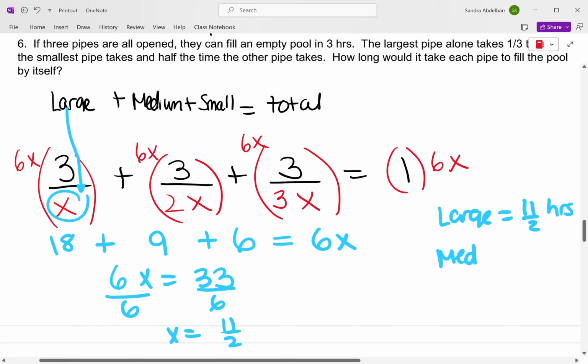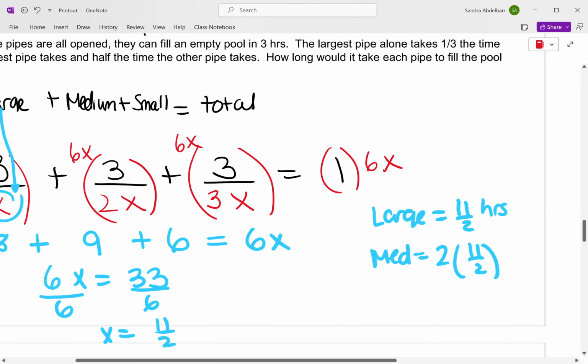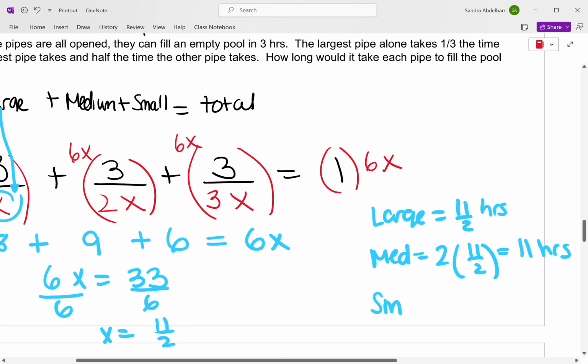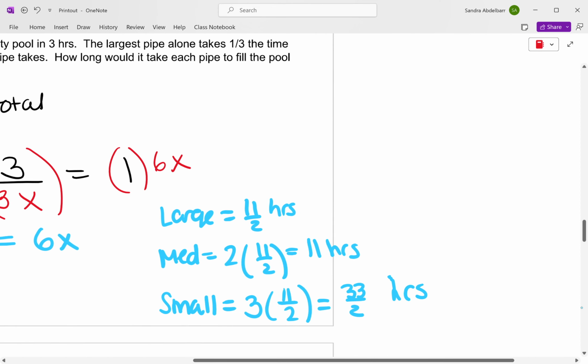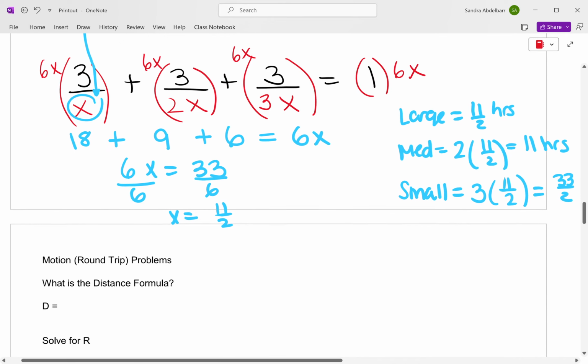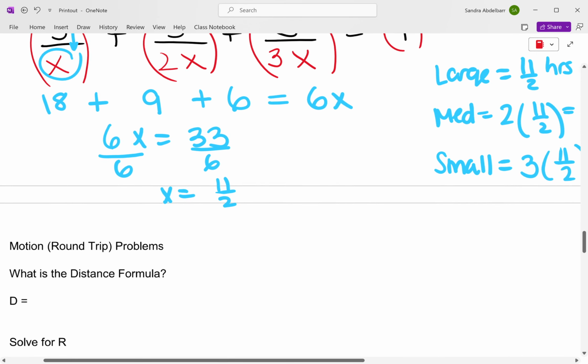Remember, x was our large one, right? So large equals 11 over 2 hours. The medium is going to be 2 times 11 over 2, which is just 11. And the small is going to be 3 times the large, which is going to be 33 over 2.